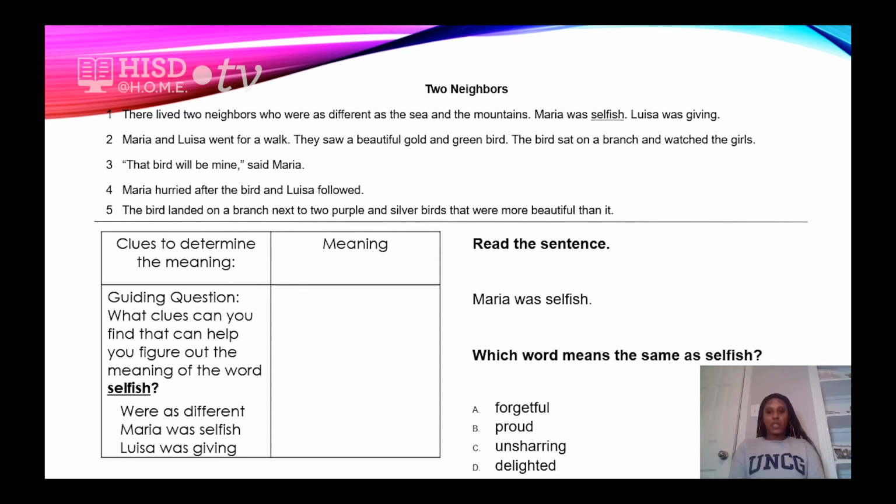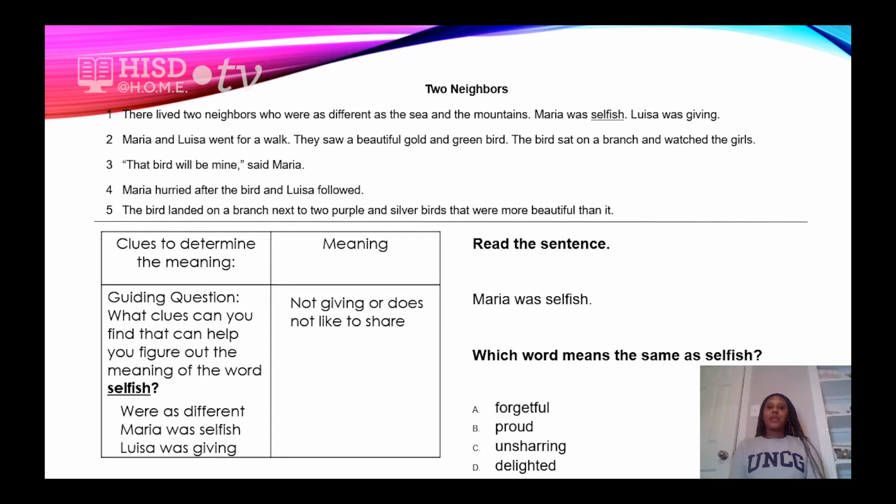From there, I want to determine my own definition or meaning. My definition or meaning that I came up with is not giving or does not like to share. Because in the text it says that they were different from each other, and Lucia was giving. So if Maria is different than Lucia and she's giving, the opposite of giving means that you're not giving or you don't like to share with someone.